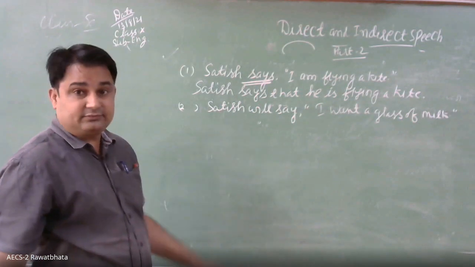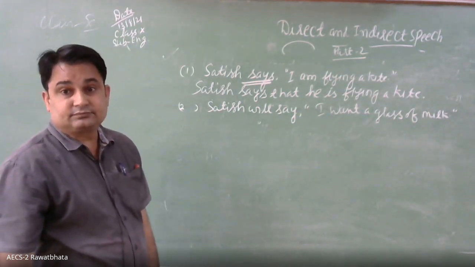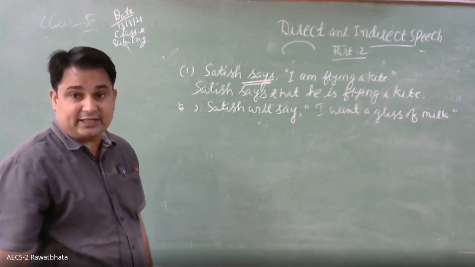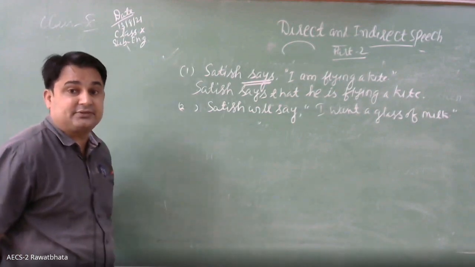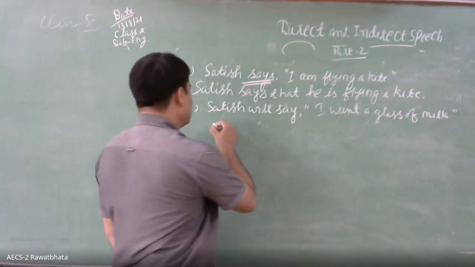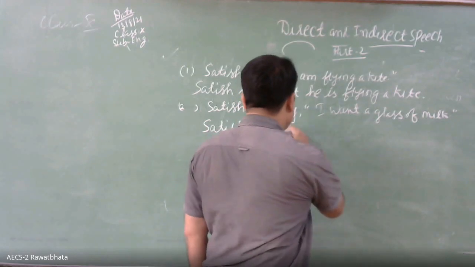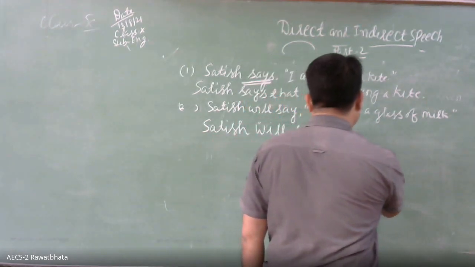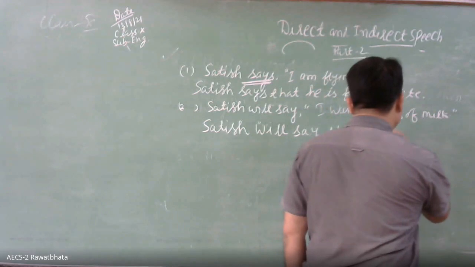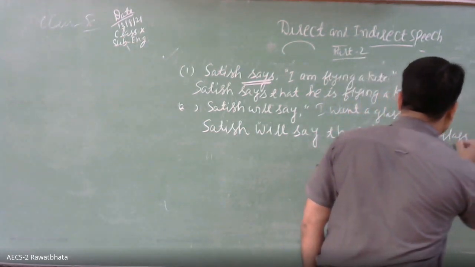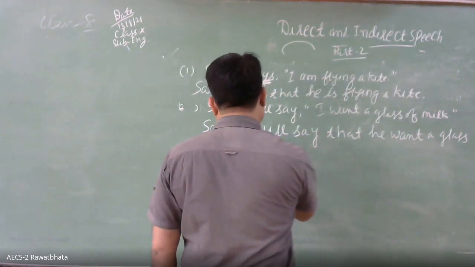Then next one. Himanshu, you tell. Satish will say that he wants a glass of milk. Yes, simply. Satish will say that he wants a glass of milk.